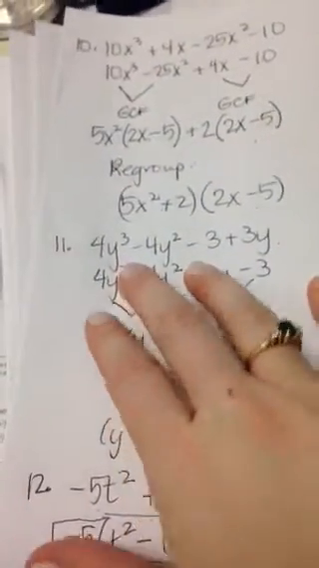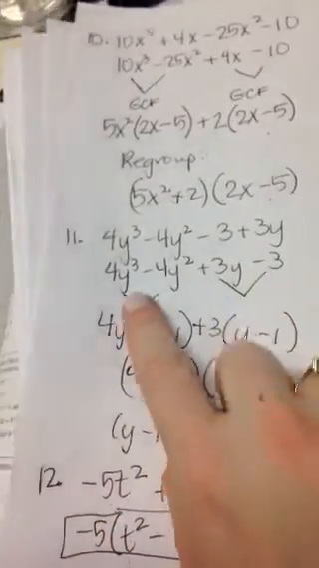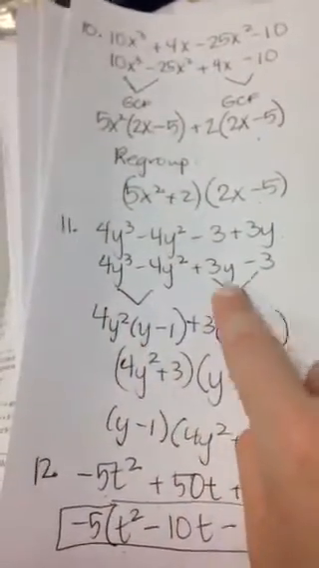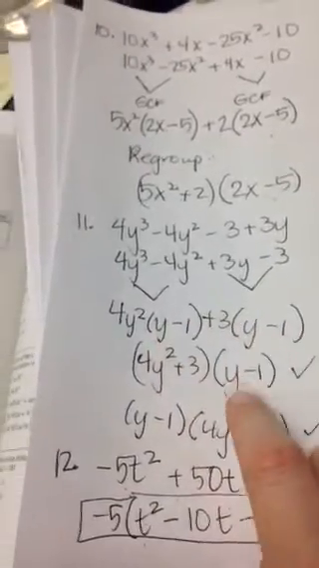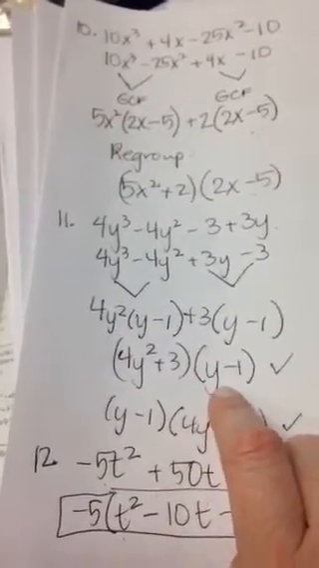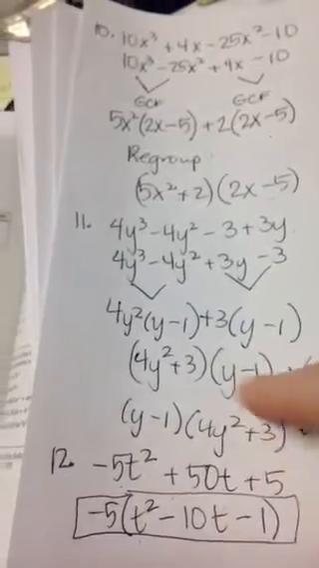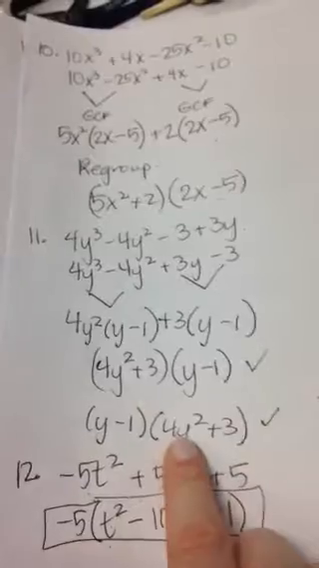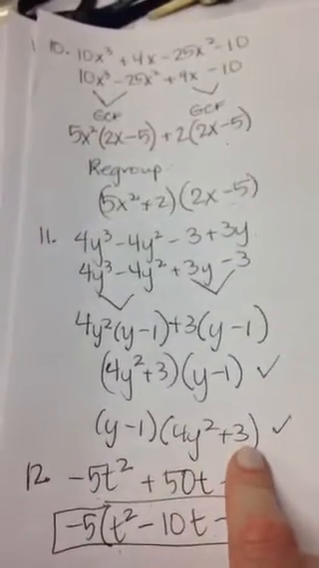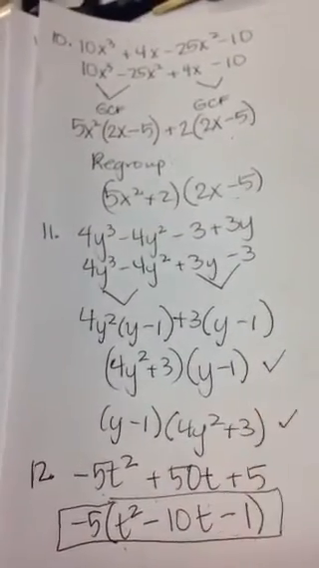Same process on number 11. Standard form, look for a GCF, look for a GCF, and then I'm left with that y minus 1 in both of those parentheses, which then takes me to this answer. Now, if you happen to rewrite yours another way, for instance, you wrote yours in this fashion, y minus 1 times 4y squared plus 3, that would be fine also. Both of these mean the same thing.